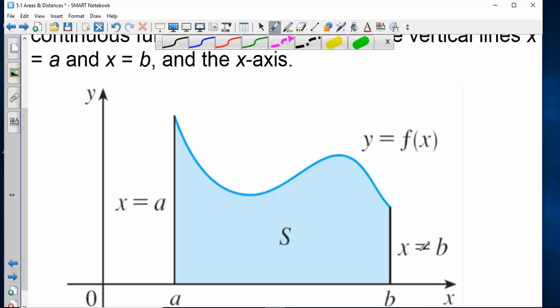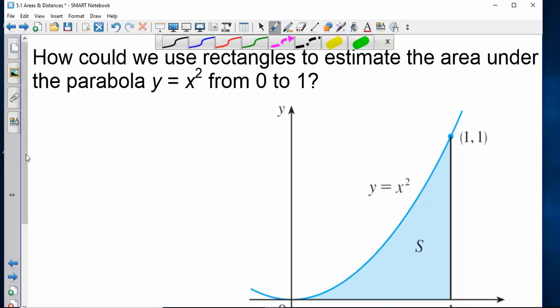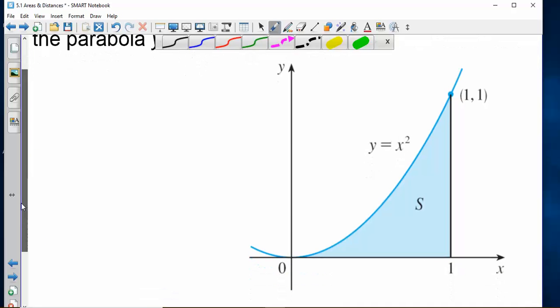No. Now we could break it into shapes and work that way. I could say, well, this is a rectangle, and maybe I can make a triangle, and you could separate it into shapes and then find all those areas and add them together. But even then, would it be perfect? No. We can use rectangles to help us.